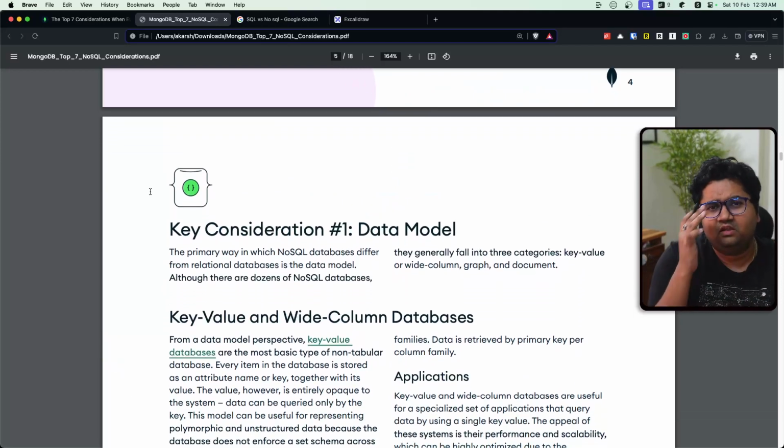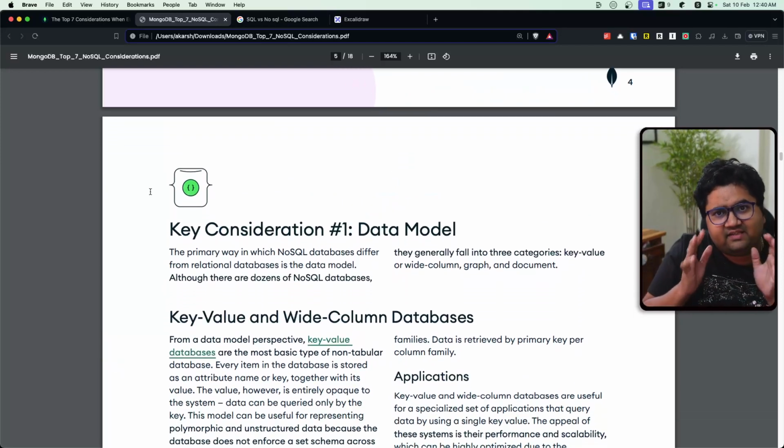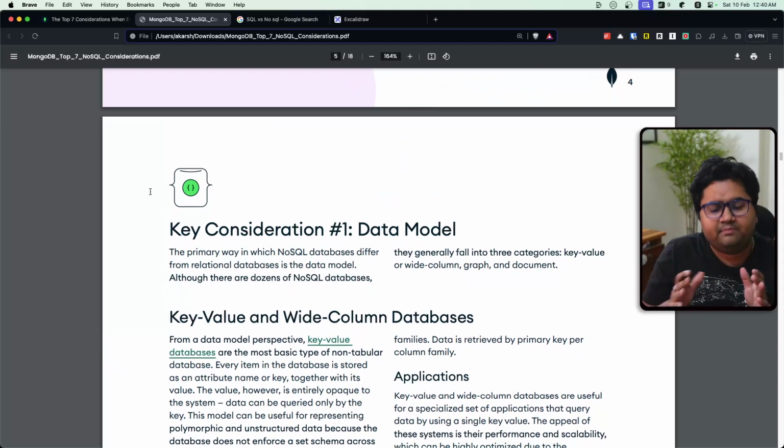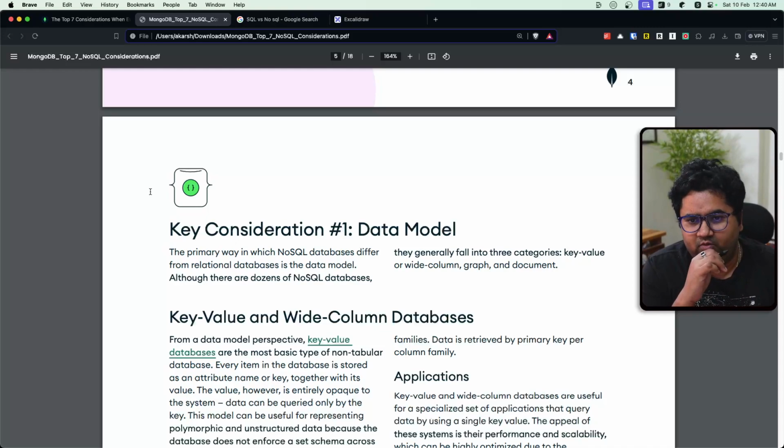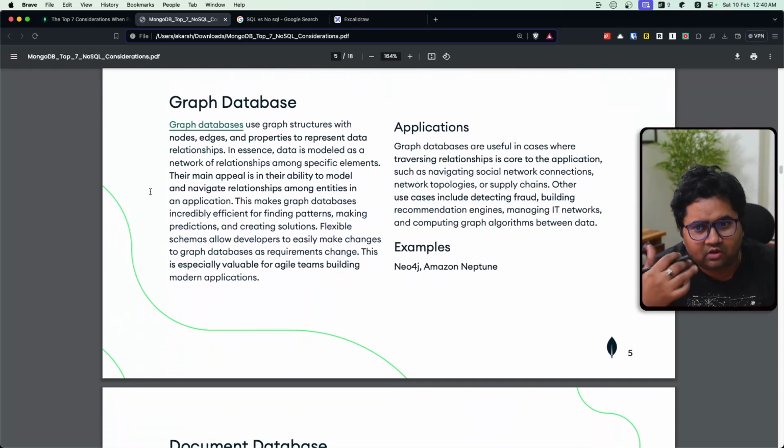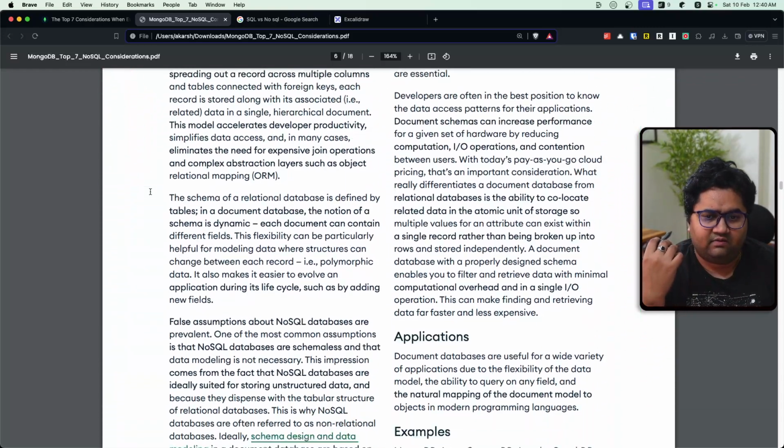But essentially, if your core data is tabular, it's nicely represented in rows and columns. Do not go to NoSQL databases, at least not for your transaction stuff.